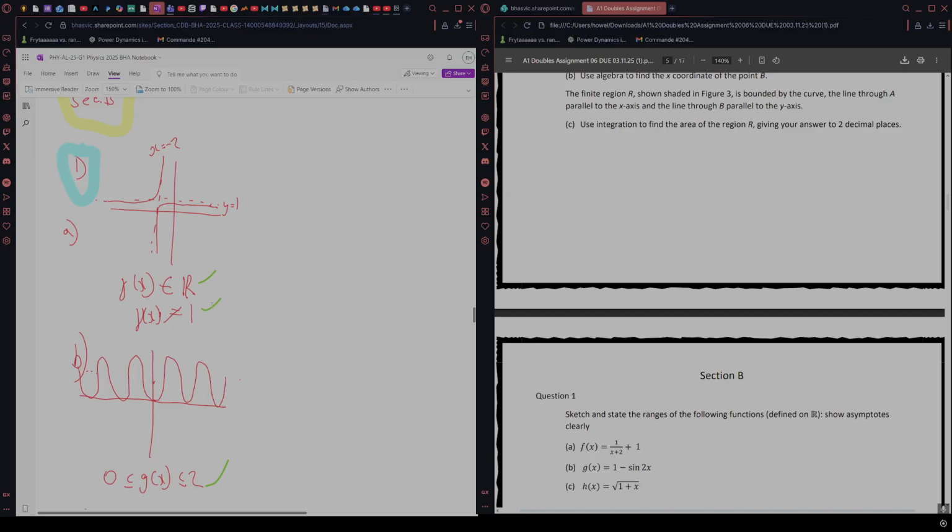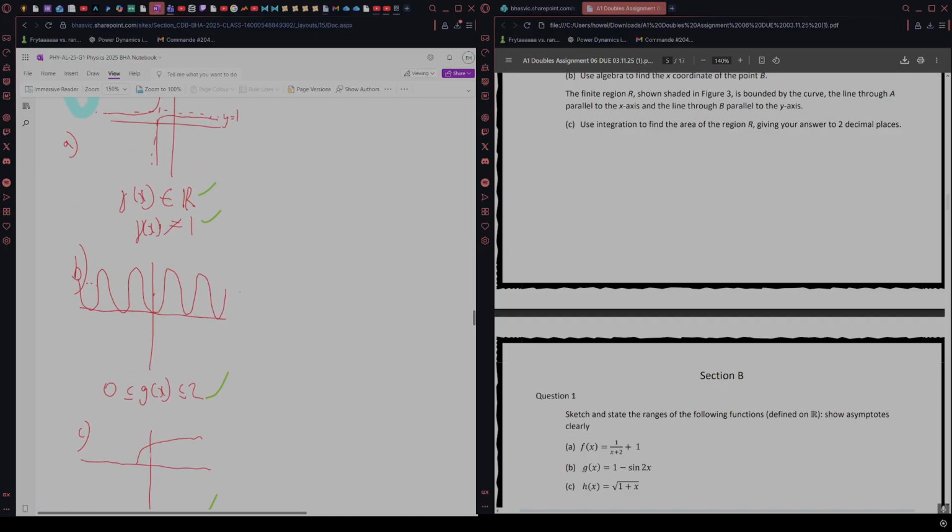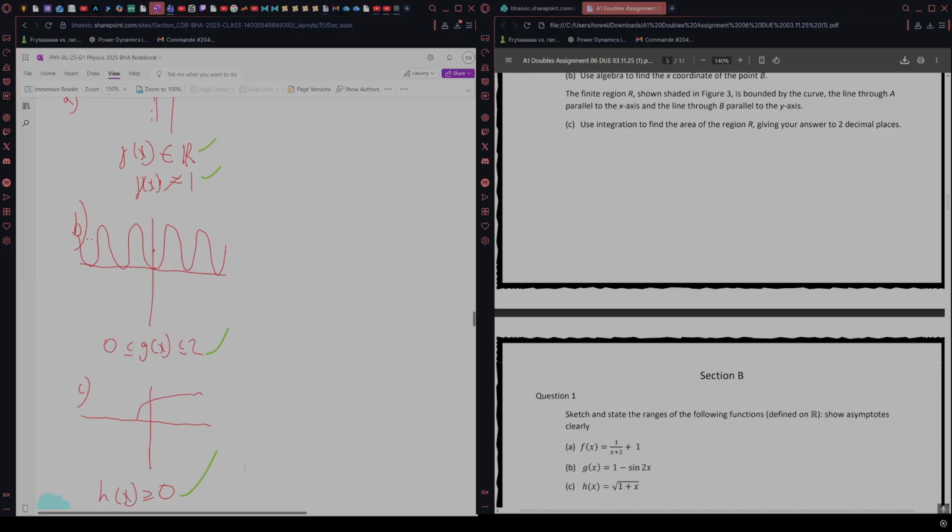Next question, h of x equals root of 1 plus x. You should know the graph of just root x is this, but moved 1 to the left, since it's root of 1 plus x. They tried to confuse by putting the 1 first, but that's not changing anything. And the range is just h of x is greater than or equal to 0. This translation doesn't affect the range. And that is the first question.